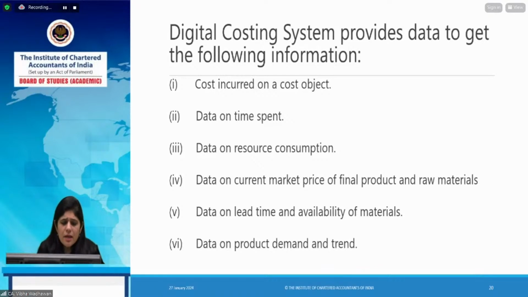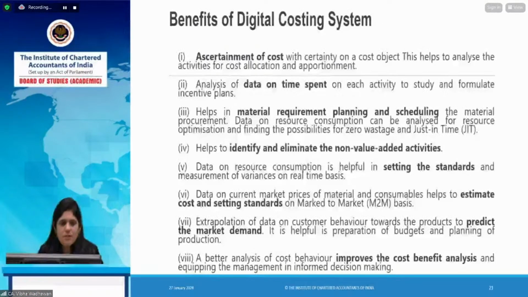All right. Data on product demand and trend. So what is the trend going on for the product? How much are real customers really interested? What all do customers want in this product? So you can improvise the product also. So a lot of information is there through the digital costing system now. All right. So of course, all these points I've explained, but you can again read on.